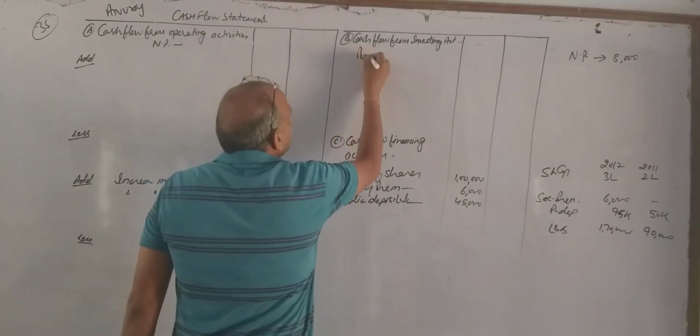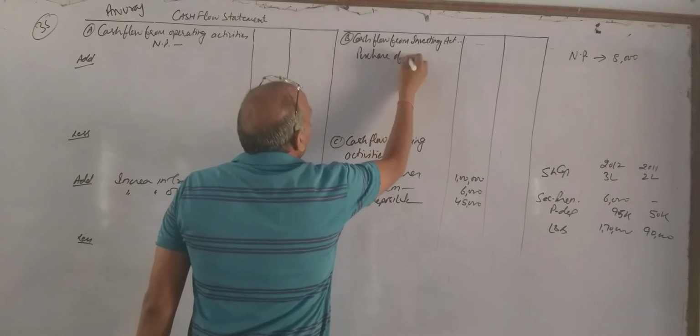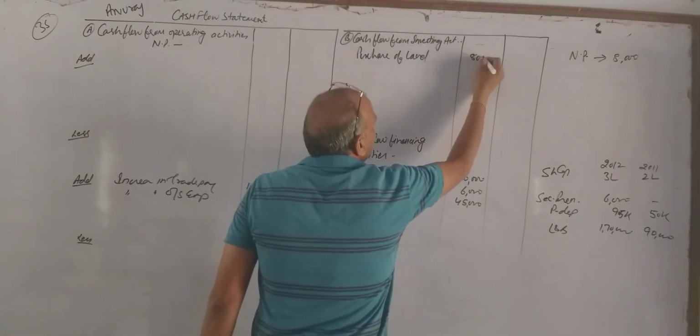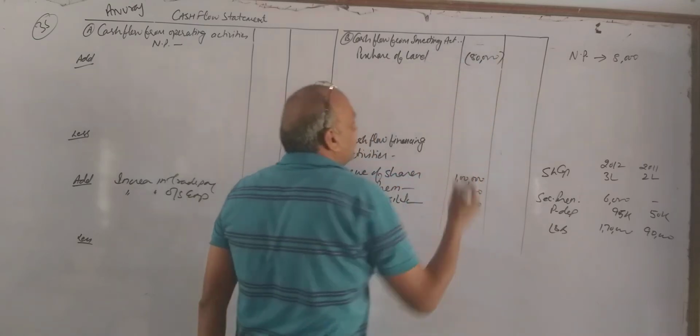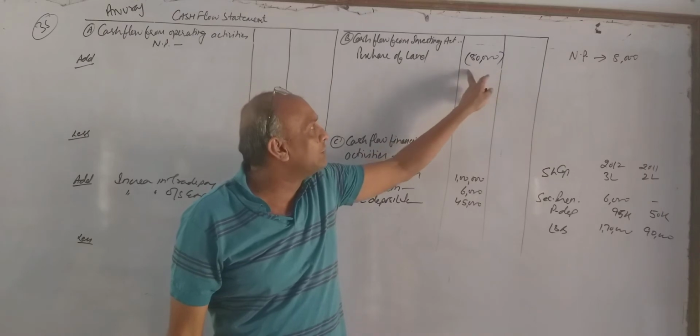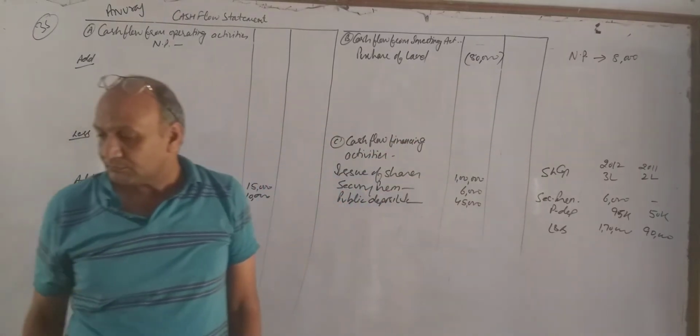So here I am going to show purchase of land and building. How much it is, dear friends? 80,000. When we are purchasing, what is going from our pocket? Money is going, it is outflow. That's why I am using the word brackets.